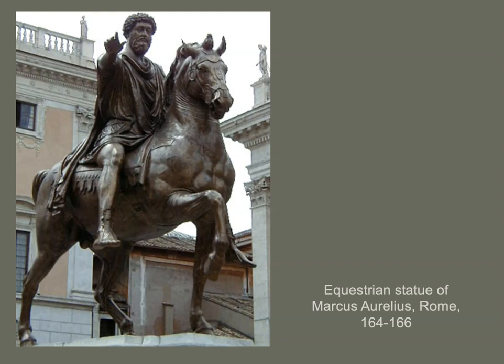So statues of leaders are common throughout history. This is the equestrian statue of Marcus Aurelius from Rome from 164 to 166. An equestrian statue means we're seeing a leader on the back of a horse. You might notice that there's a bit of scale exaggeration here with Marcus Aurelius. If you took him off his horse and stood him up, he would be very, very tall compared to the horse. So there's an effort to exaggerate his power by making it appear like he's more powerful than the horse he's sitting on. He's larger than the horse.